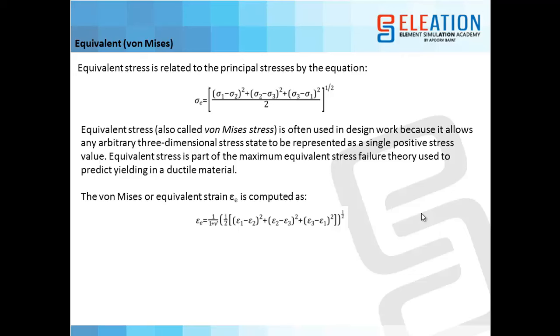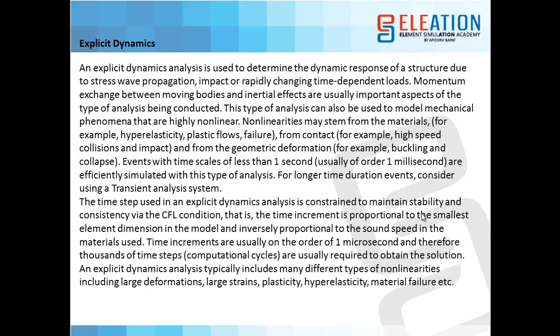Similarly, we also calculate von Mises or equivalent strain, which is computed using the below equation. So these are the two major outputs we see in static structural analysis, that is displacement, which we can see in xyz direction, as well as stresses, which we can also see in xyz direction, or we can combine them using the von Mises stress theory.